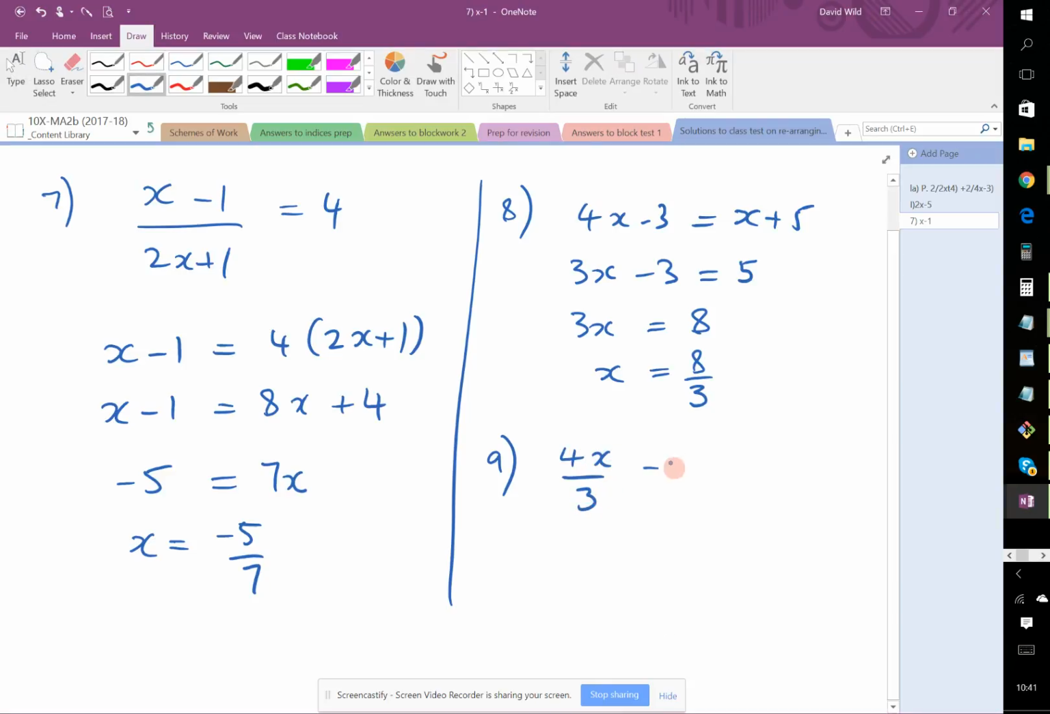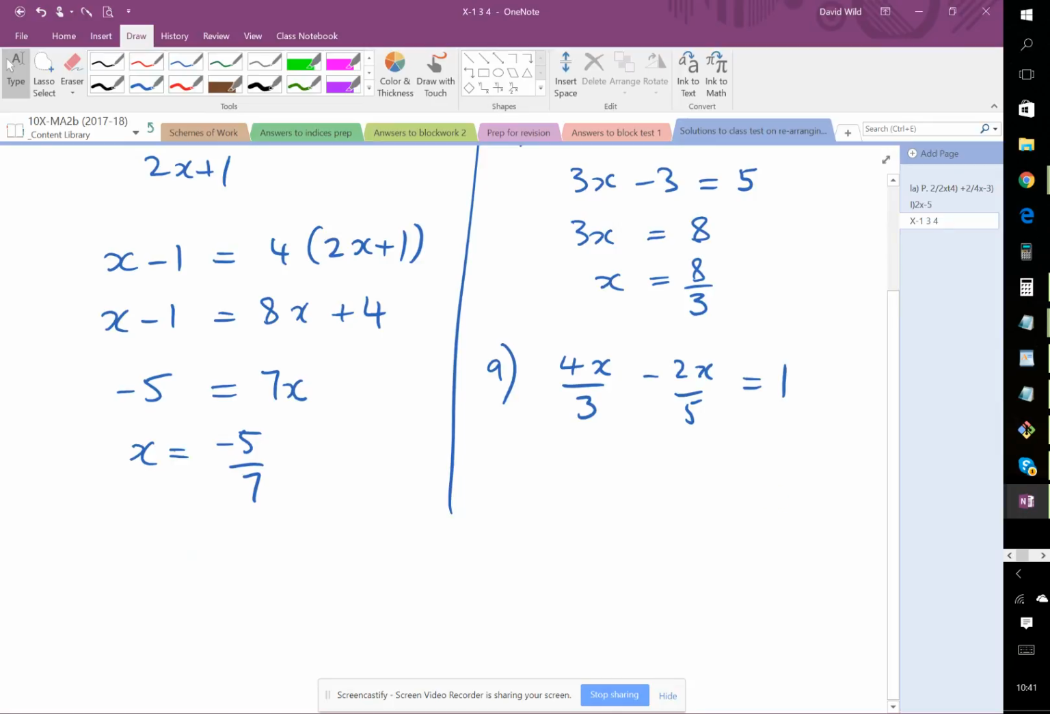4x over 3 minus 2x over 5 equals 1. We've got fractions again. How do we get rid of them? We could multiply both sides by 3 and then by 5. Or we can do it in one go by multiplying both sides by 3 times 5, which is 15. So we're going to multiply both sides by 15. We must multiply all of it by 15. This by 15, this by 15, and this by 15. Too many people were forgetting to multiply the whole thing by 15.